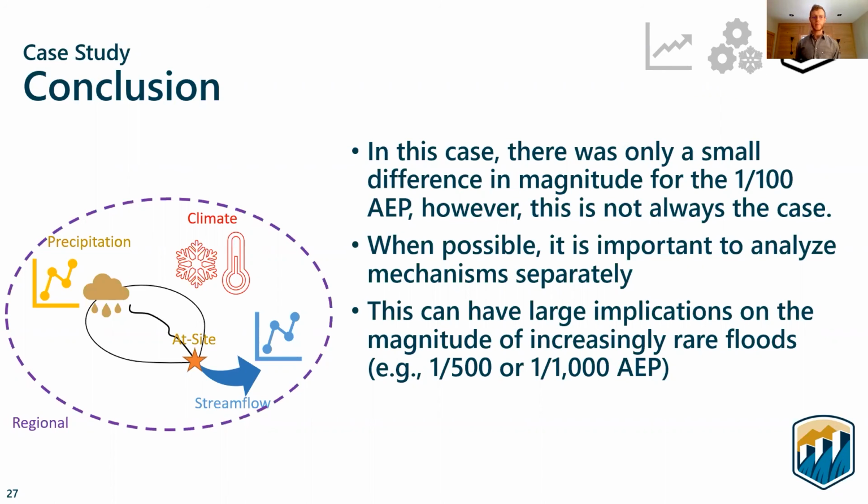But when possible, it's important to actually analyze the different mechanisms, because if they aren't separated, you can't be certain that the actual frequency and magnitude of floods looks like your mixed population curve. You could be over or underestimating rare floods. And this has greater implications as you move to rarer floods, for the 500-year or 1,000-year.